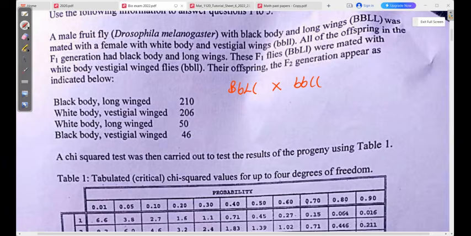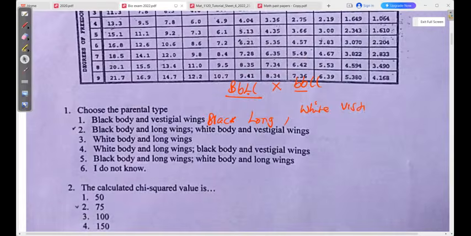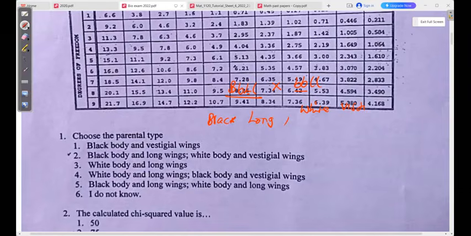So now just interpret these in terms of phenotypes. What is going to be the phenotype for this one? You know that where there is a dominant B, this is going to be black. So the body is going to be black. Then there's dominant L there. It means it will be black with long wings. What about this one? They are all recessive. So these are going to be white with vestigial wings. So these are the parents. So one parent should be black with long wings, and the other one should be white with vestigial wings. That should be our answer because it's a dihybrid cross.